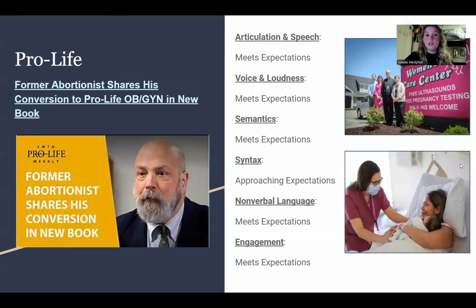Just as a disclaimer, the next two speeches are interviews, so they are given in a more intimate setting than the last two, which changes the context in which they are graded on the human communication rubric. This third speech is pro-life, and it is given by Dr. John Bruchowski, an OBGYN who formerly performed abortions, but has now changed his stance and is anti-abortion.